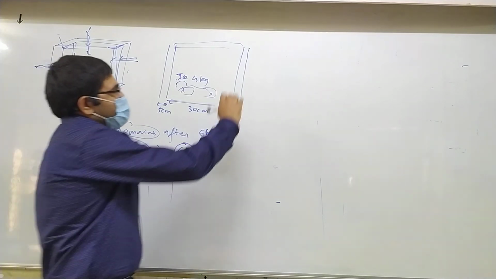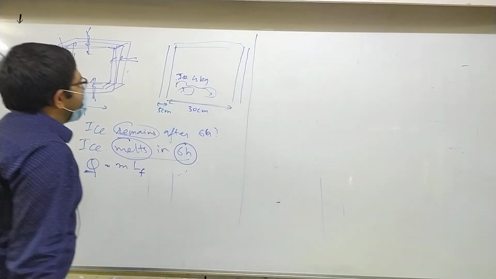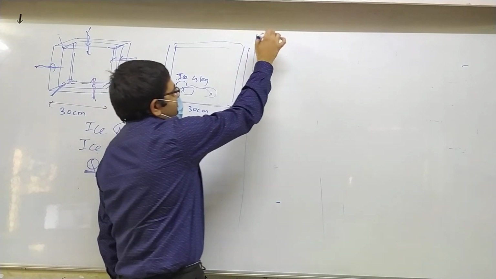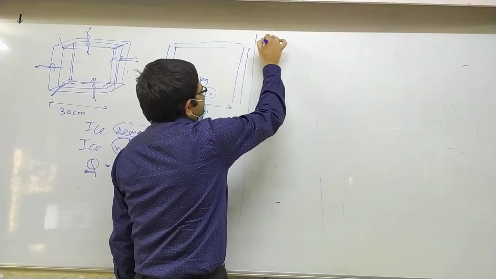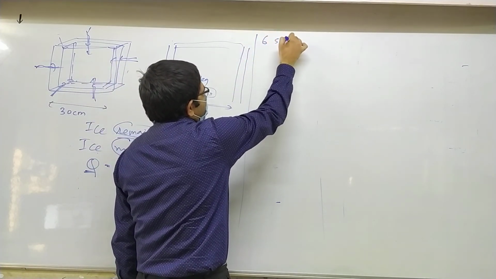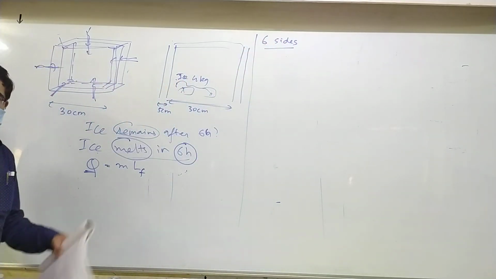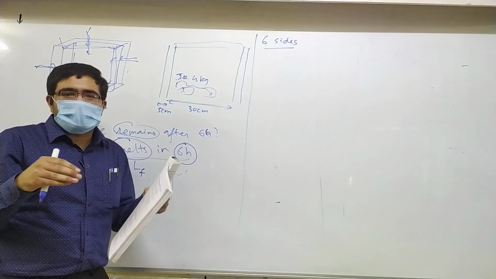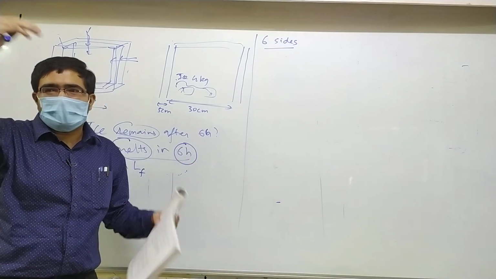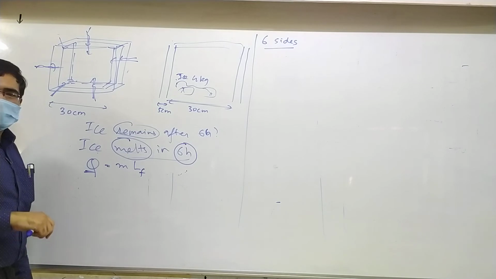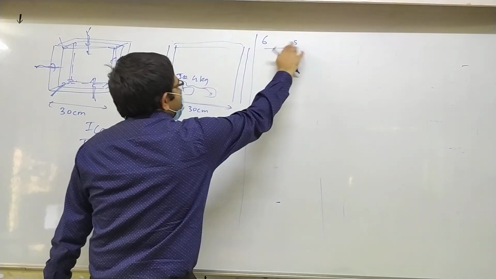How much heat will flow in 6 hours? So let's think about it. You see, heat can actually flow from any of the 6 sides. A cube has 6 faces, correct? Right, left, up, down, and front and back. So that way it has 6 faces.